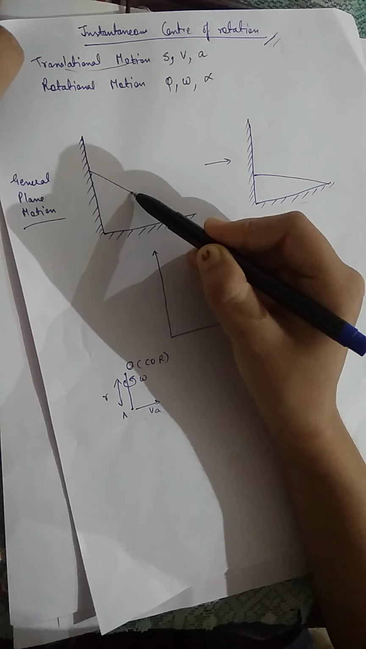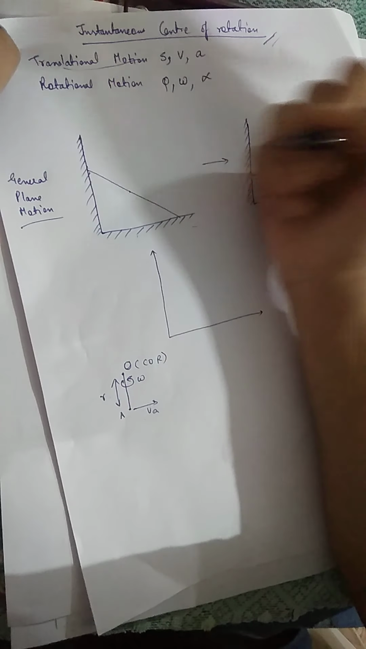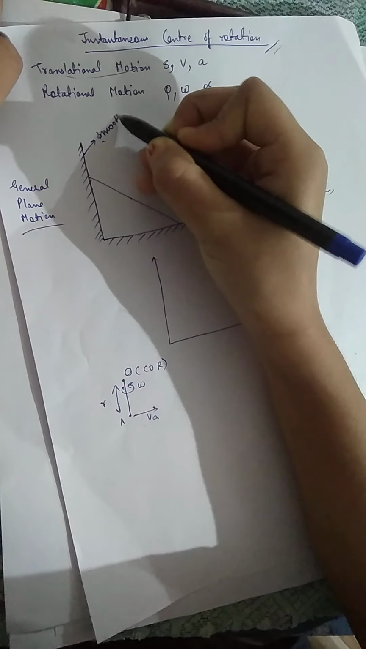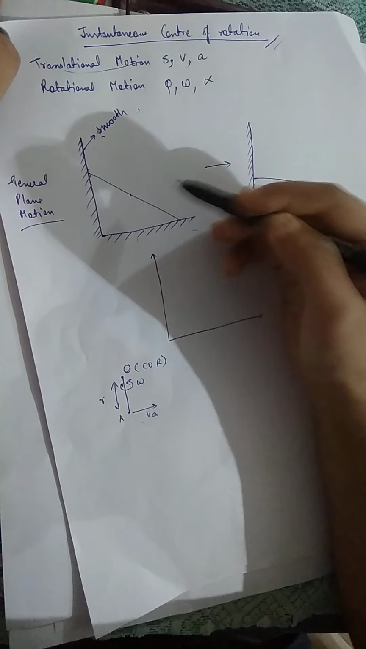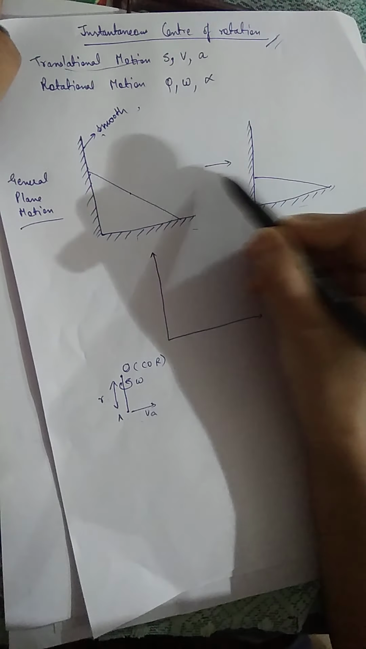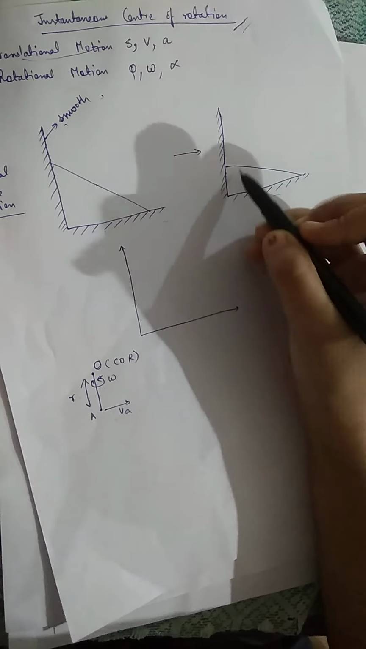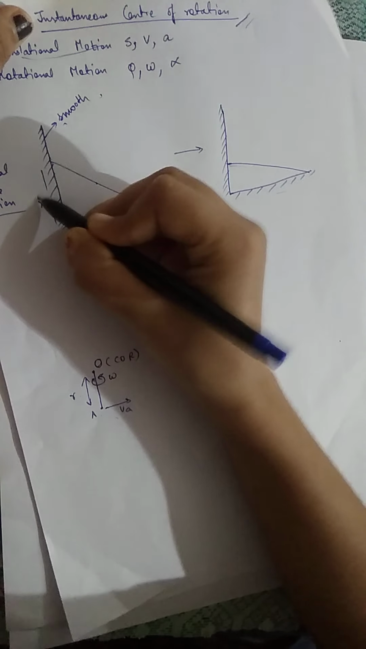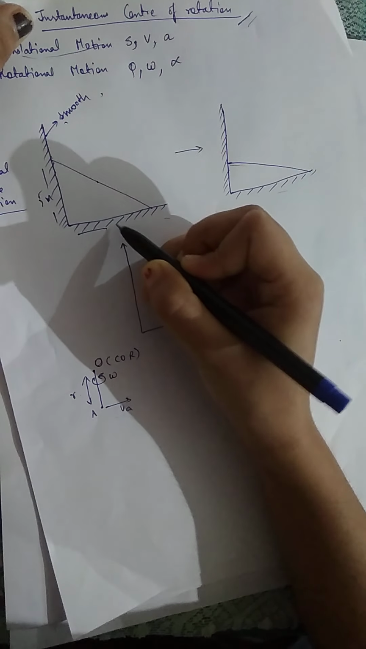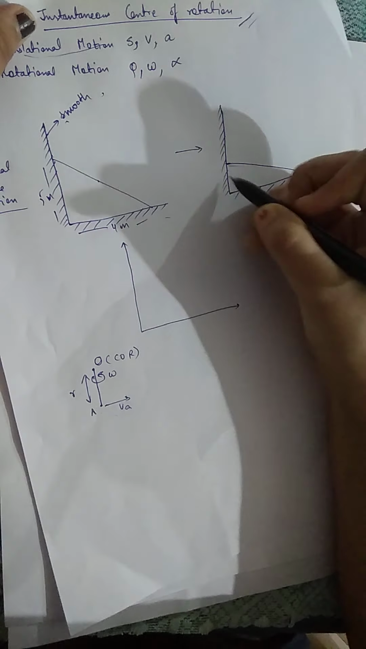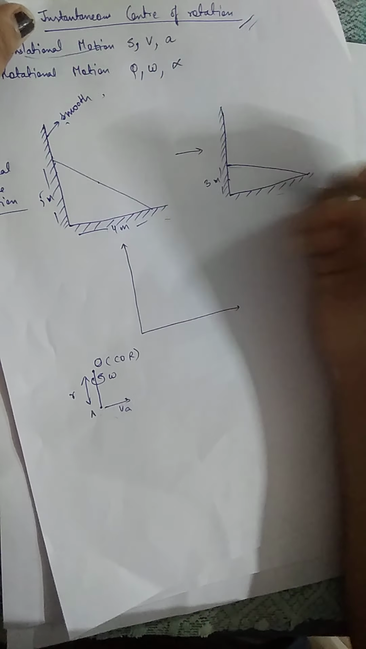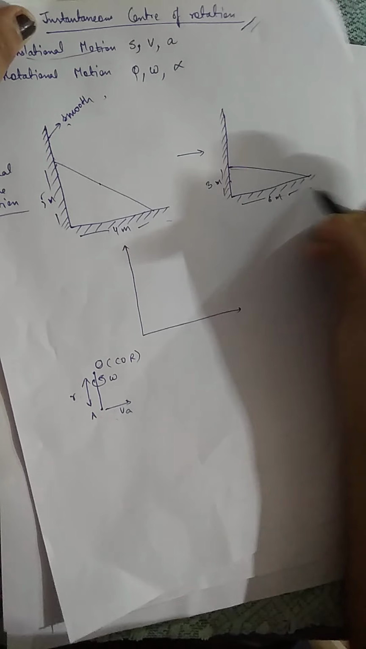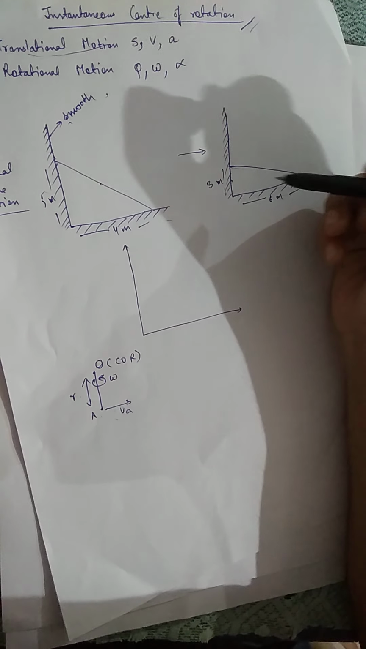We have a ladder which is kept in such a way on a wall, and this wall is smooth. Because this wall is smooth, definitely this ladder will slide on it, and at some instant the position of the ladder will be like this. Suppose if it was 5 meter and 4 meter, now it will be around 3 meter and around 6 meter.